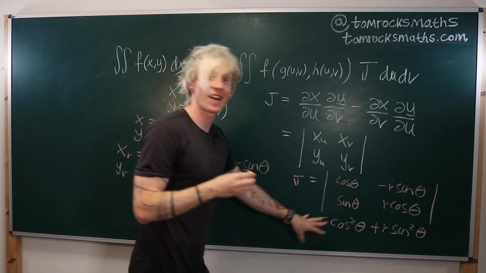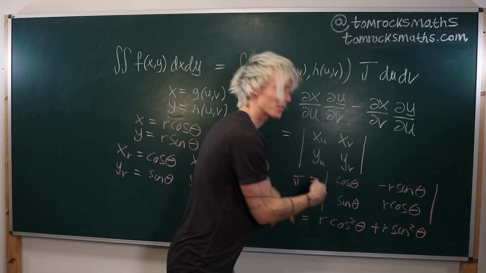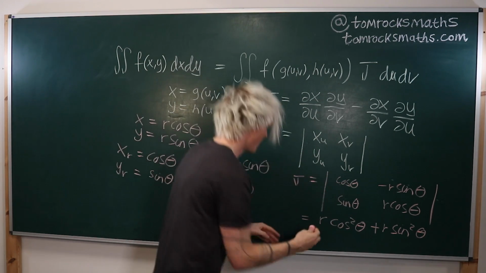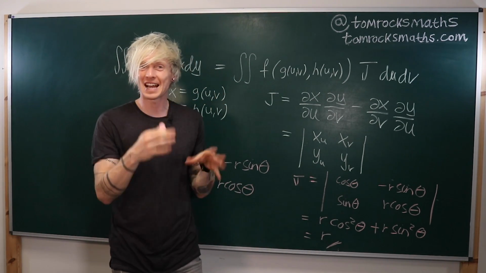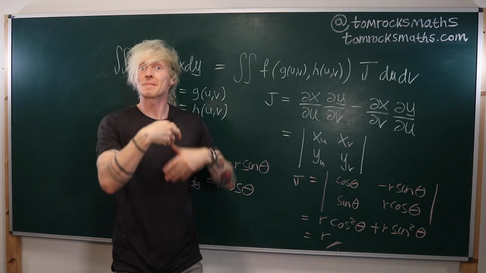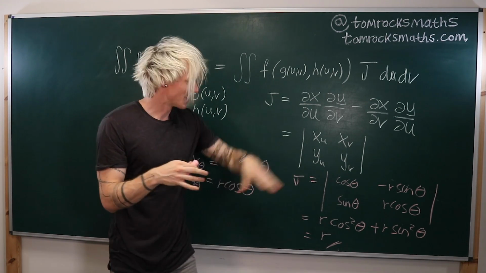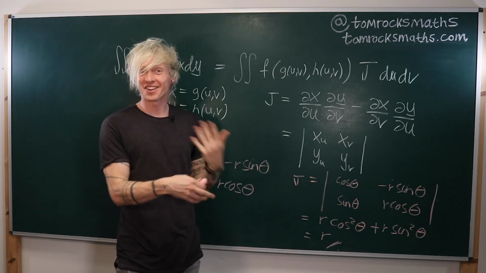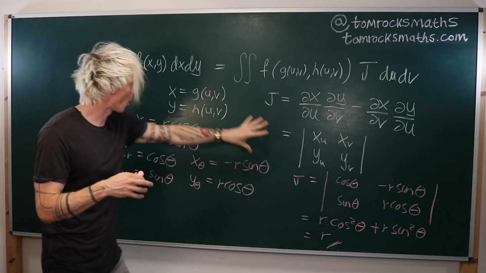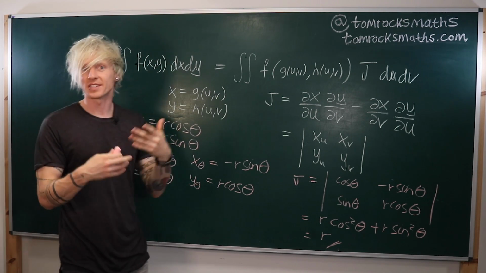And of course we can factor out the r, and then you're left with cos squared plus sine squared, which is 1. So the Jacobian is equal to r, which of course is exactly what we found through our geometrical considerations. So this is a good sanity check. All that work we did to get our general formula, it does indeed hold for our simple first example.